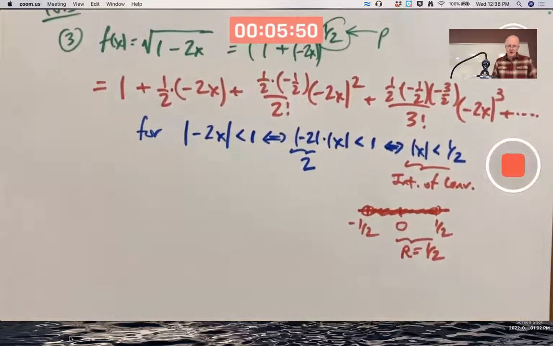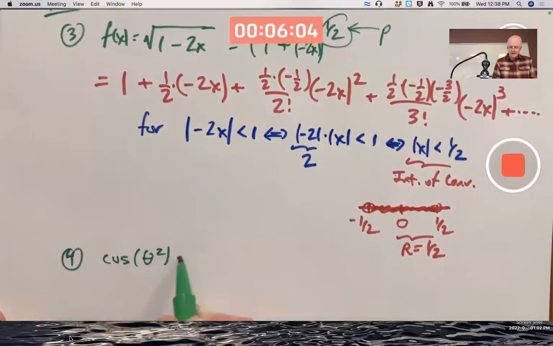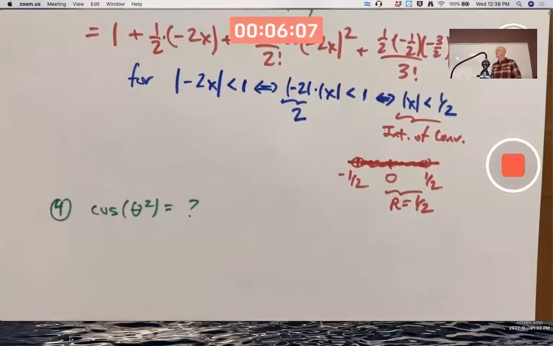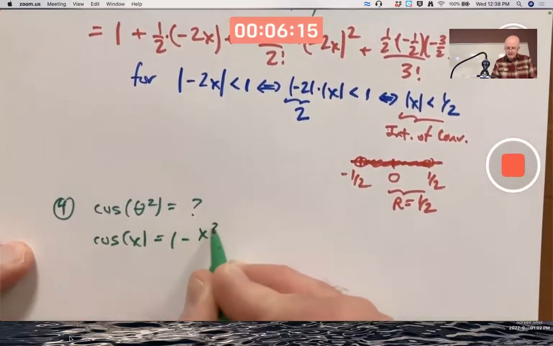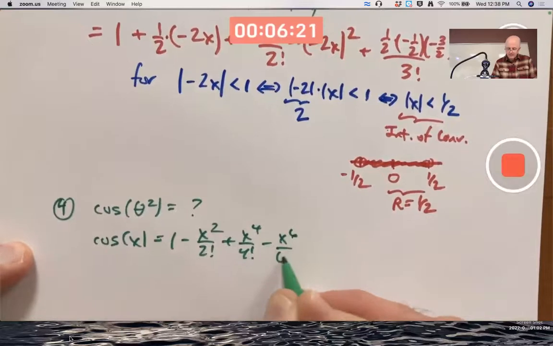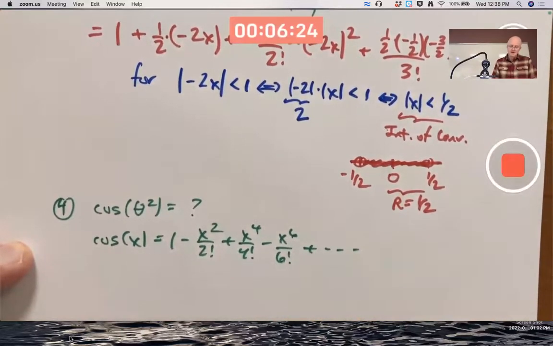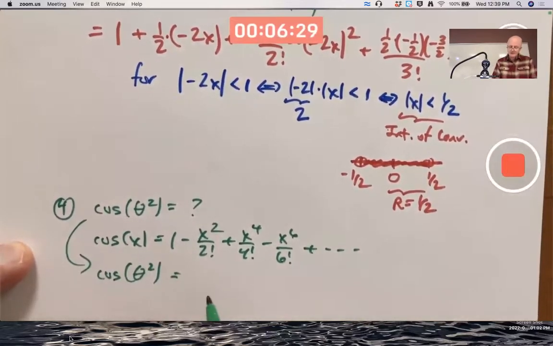Next problem I want to do is number 4. And that was to figure out the series for cosine of theta squared. You can look in the book if you want, section 10.3. Cosine of theta squared. What is that series? The point is to use the series for cosine of x. And just replace the x with theta squared. Here's the series for cosine of x. Therefore, the series for cosine of theta squared just replaces each x with theta squared.